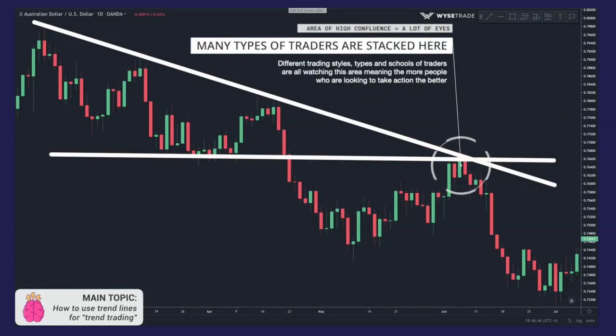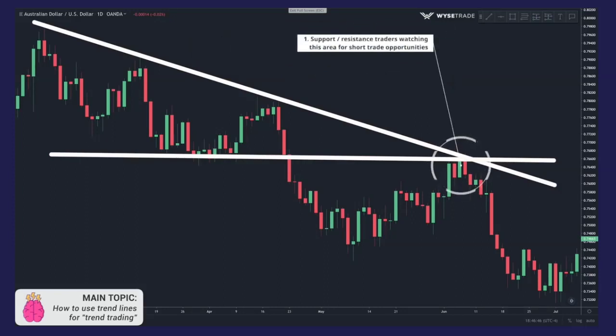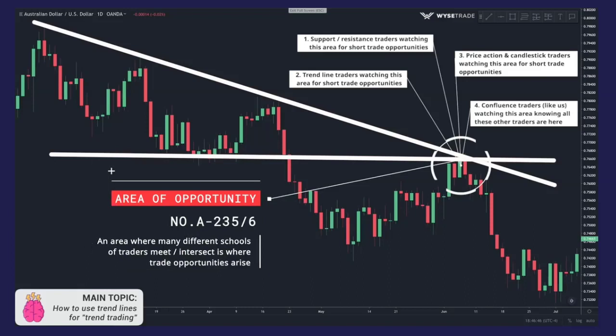This area is of high confluence because different schools and types of traders are all watching it. First, you would have support and resistance traders eyeing this area for possible short trade entries. Second, you would have trendline traders eyeing this area for possible short trade entries. Third, you would have price action and candlestick traders eyeing this area for possible short trade entries. And fourth, you would have confluence traders like us who are eyeing areas like this where we know other schools of traders are watching for possible short trade entries. All these different types and schools of traders with different trading styles all eyeing this area for possible short opportunities is what can trigger a possible trade entry short.